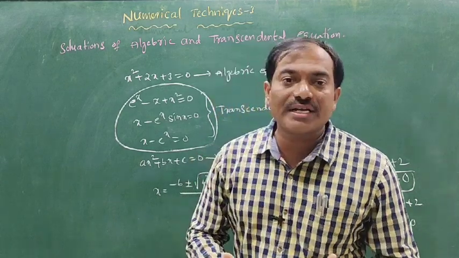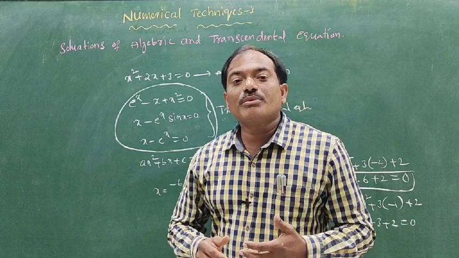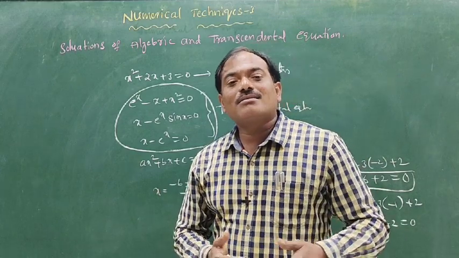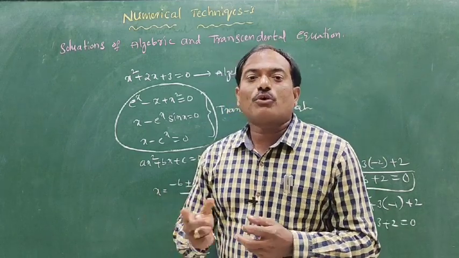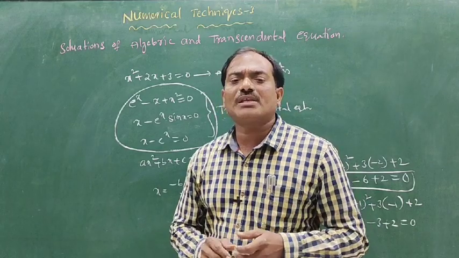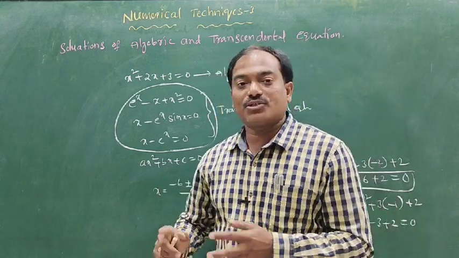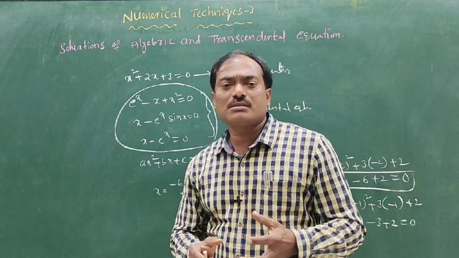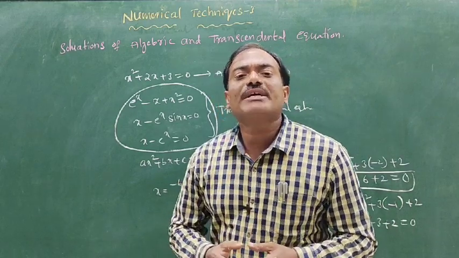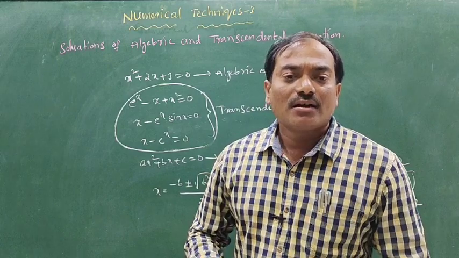So that is the importance of this chapter. Numerical techniques are said to be approximations. Approximations means first we assume an initial value, and next we have to find the next value. This process is called numerical techniques, or the numerical methods.